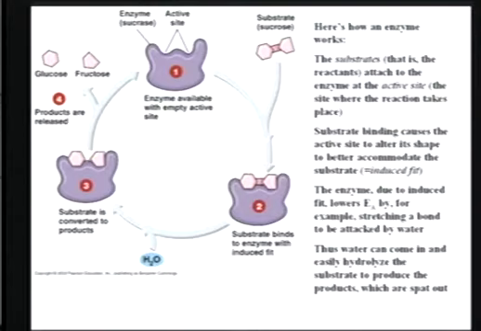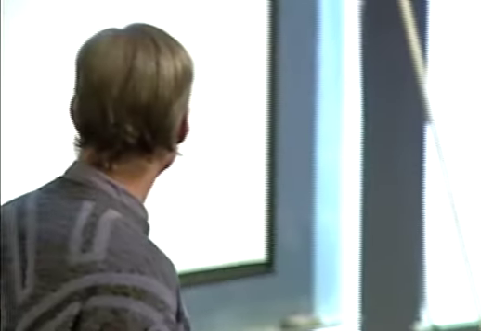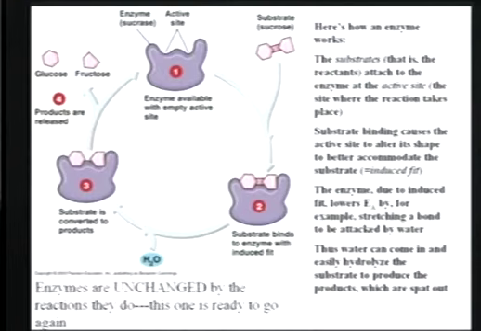Okay? Water then is added to this molecule to hydrolyze it, and the substrate is converted to its products, its monosaccharides, which are glucose and fructose. Then those products are released from the enzyme, and the enzyme is ready to go again. Okay. Enzymes are unchanged by the reactions that they do.